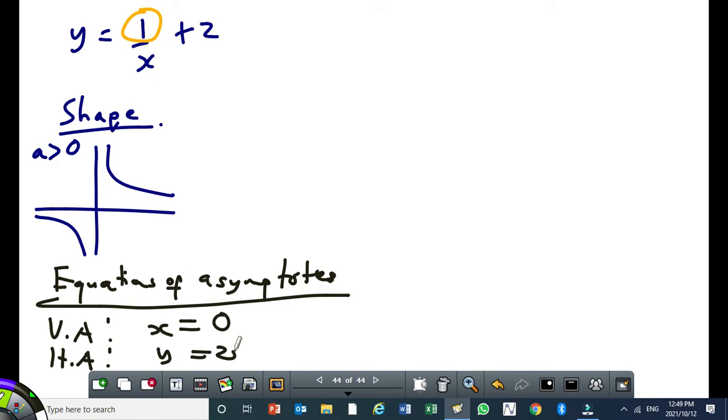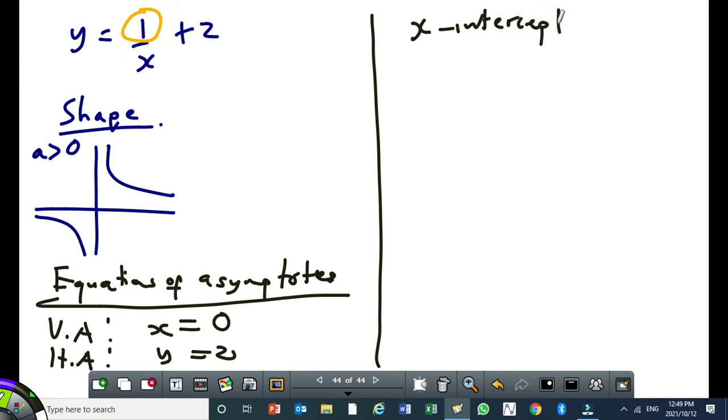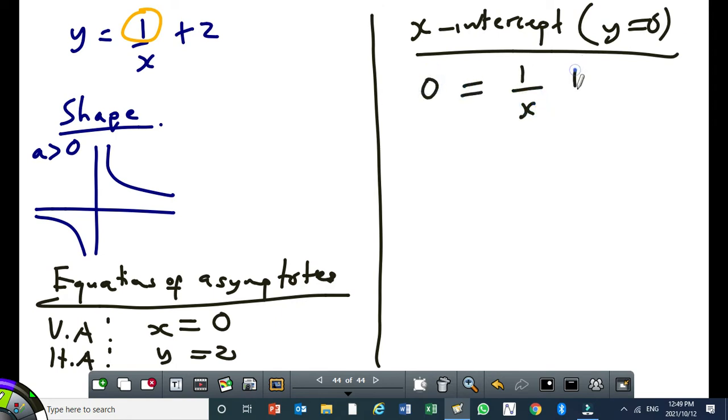Okay? Then we need to determine the x-intercept. To get that, we substitute y equal to 0. So where there is y, we put 0. Get 1 over x plus 2. You take the positive 2 to the left. Get minus 2 equal to 1 over x. Then here you can just swap the x and the minus 2. So x will be minus a half.